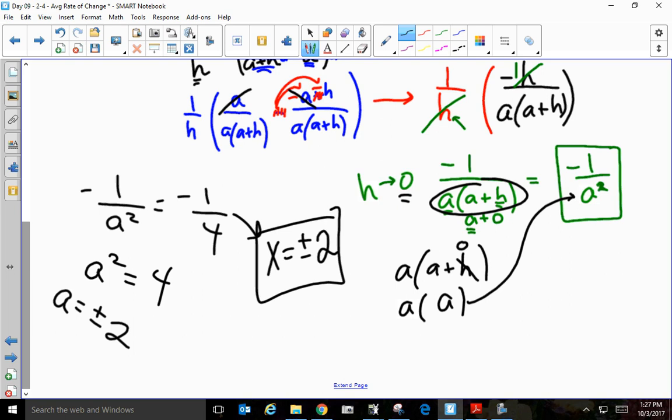Craziness, isn't it? So I'm going to scroll back up, and we're going to take a look at our graph, and we're going to look at what happens at positive and negative 2 x values.